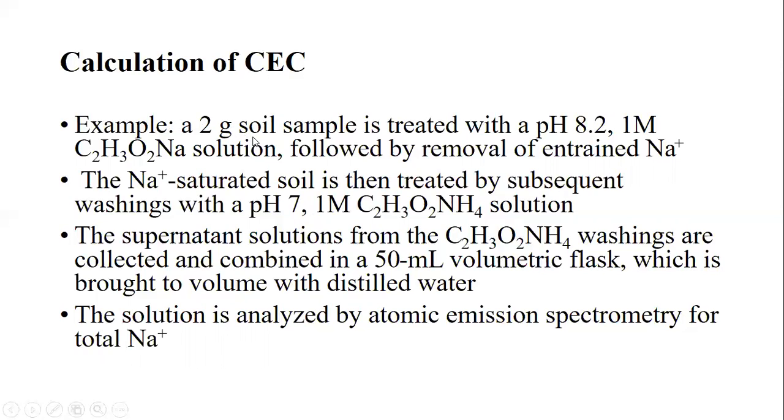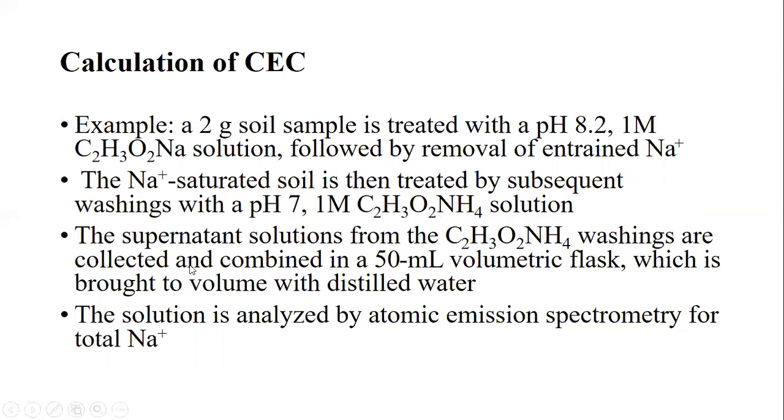Okay, so we take a 2 gram soil sample treated with a pH 8.2, 1 molar sodium acetate solution, followed by removal of entrained sodium, entrained or occluded, the same meaning, by alcohol, remember, by ethanol. We're just going through the steps that we already have talked about. Then the sodium saturated soil is treated by subsequent washings with a pH 7, 1 molar ammonium acetate solution. The supernatant solutions from the ammonium acetate washings are collected.